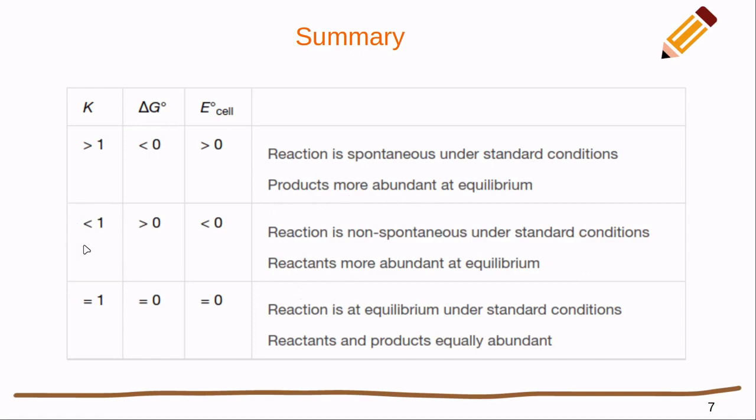If K is less than 1, delta G is going to be positive and E cell is going to be negative. This means that our reaction is non-spontaneous under standard conditions, and reactants are going to be more abundant at equilibrium. We're going to have a reaction that lies to the left. If K equals 1, delta G is 0 and E cell is 0, the reaction is at equilibrium under standard conditions, and reactants and products are going to be equally abundant.